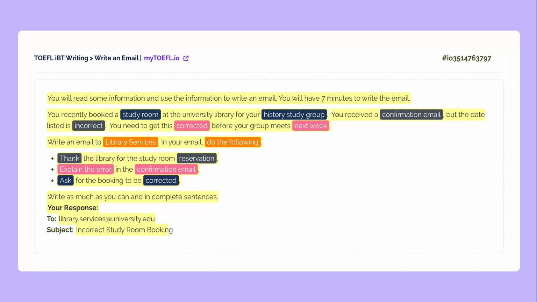Incorrect study room booking. A good subject line should be clear and concise. Using the word incorrect immediately flags the problem, and booking identifies exactly what the email is about. This helps the library staff prioritize your request.